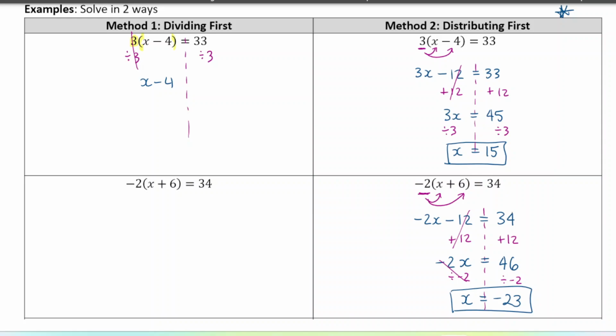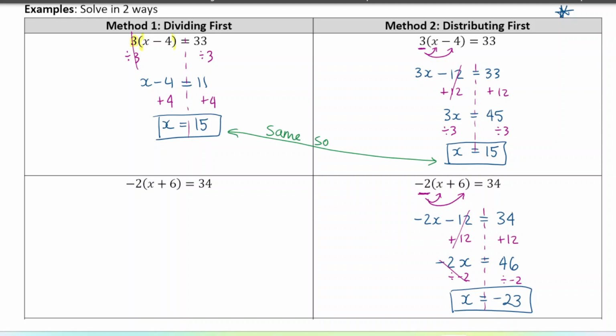Okay, and then on the right side I get 11. Now you don't need to write the brackets anymore because they're no longer being multiplied by anything because the 3 is gone. So we can just write x minus 4. And now we just solve, and it's actually only one more step. The x is being subtracted by 4, so we add 4. And we get x equals 15. And that's it. And notice I get the same answer.